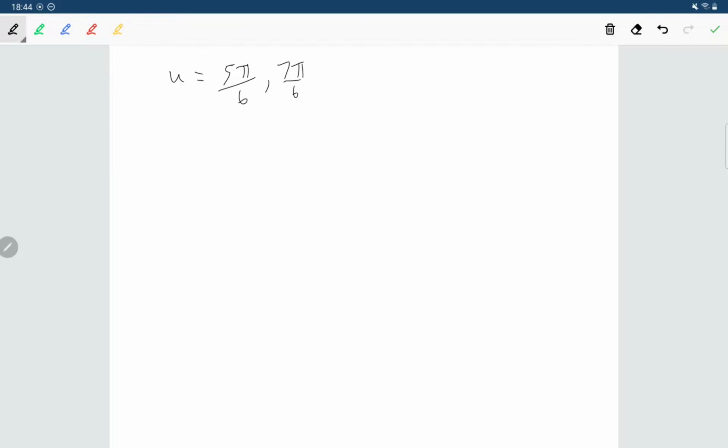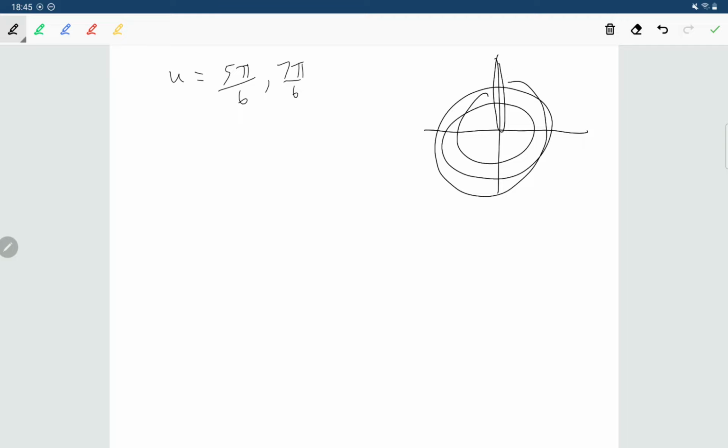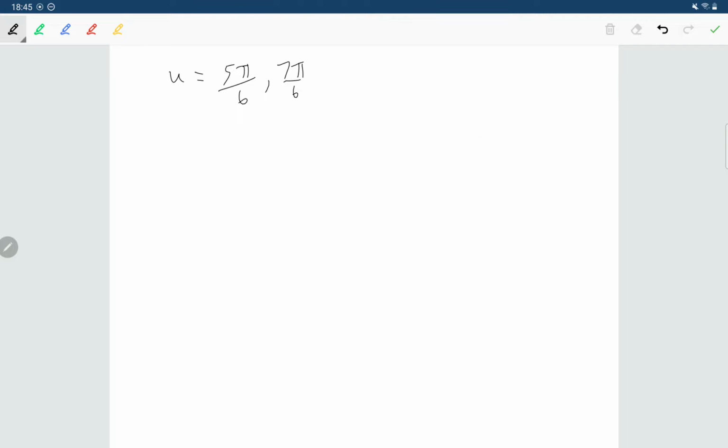Now again, we're thinking not just about the solutions from 0 to 2 pi, we're thinking about the solutions from pi over 2 to 13 pi over 2. So that's from within pi over 2 to 13 pi over 2, 3 full circles plus pi over 2. So we're going to have to think of those 2 angles, 5 pi over 6 and 7 pi over 6, and figure out who else is coterminal to those angles within our interval.